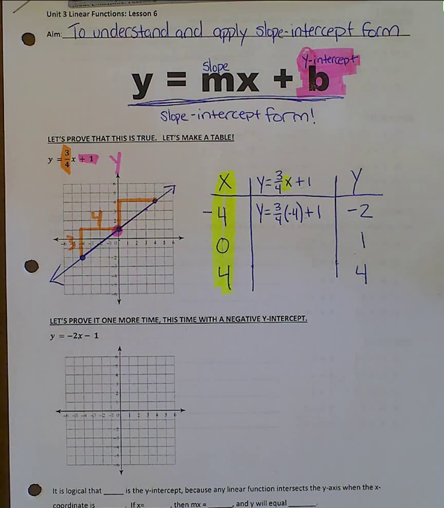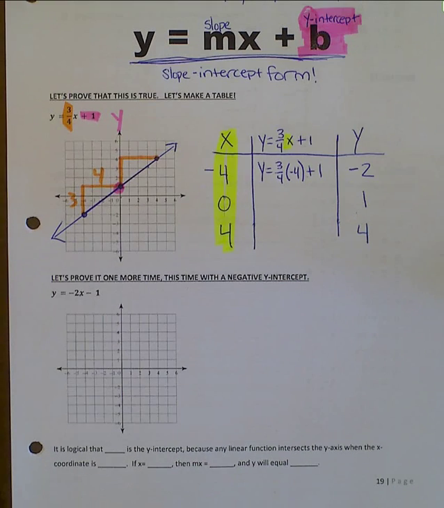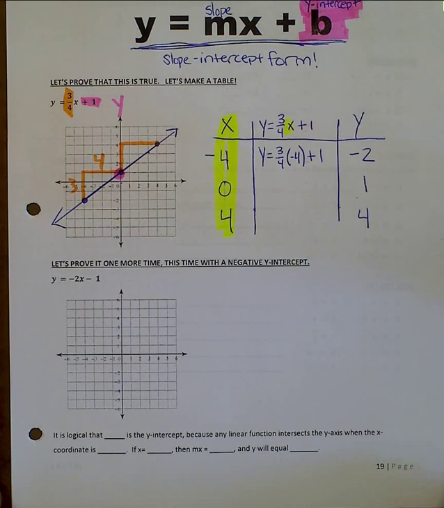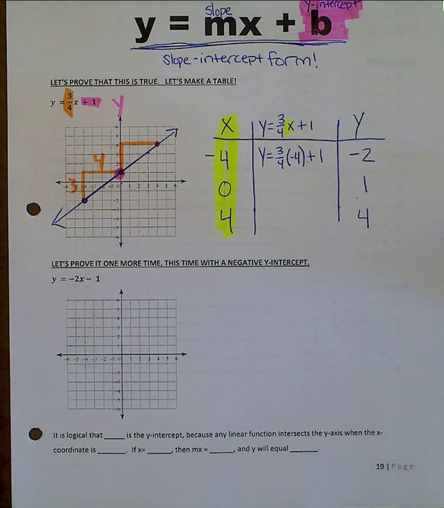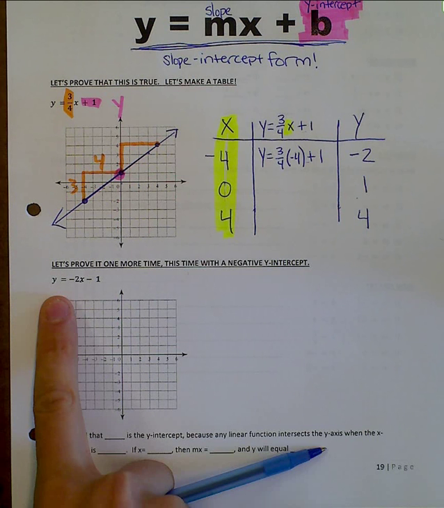Let's take a look at the second example. See how we can avoid making this table. We can do this fast, we can do it fluent. We're going to prove this one more time, but this time there's a negative y-intercept. We'll talk about that in a second. First, I want you to look at the equation. I want you to say, what's the slope?